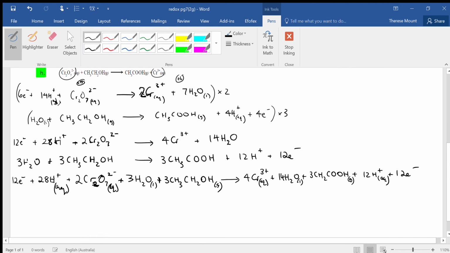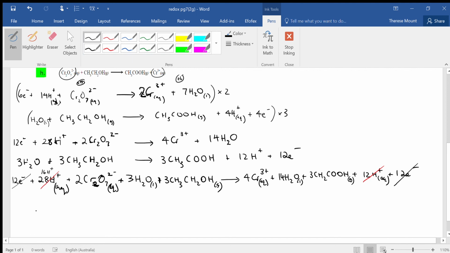Let's see if we can cancel some things. 12 electrons, 12 hydrogen, and 28 hydrogen. So what I can do is minus that 12 from the 28. Okay, so that gives me 16.